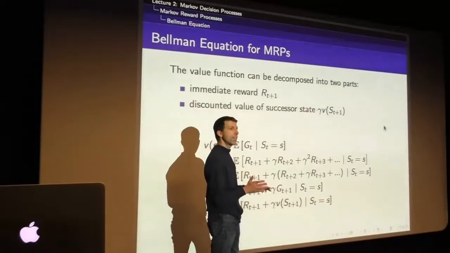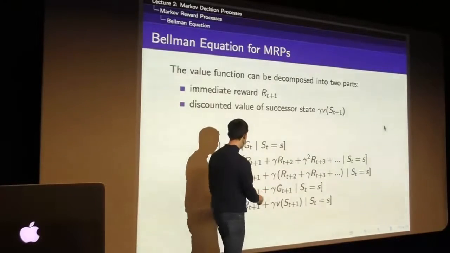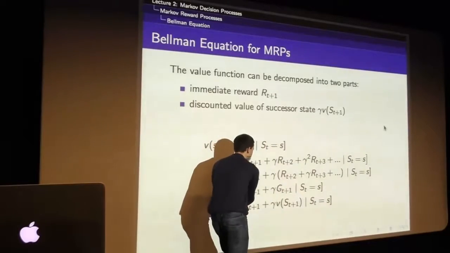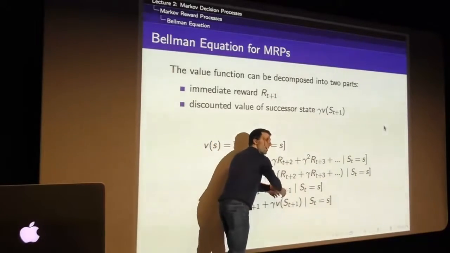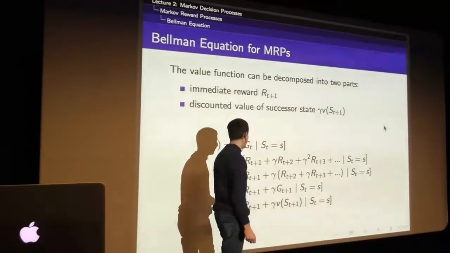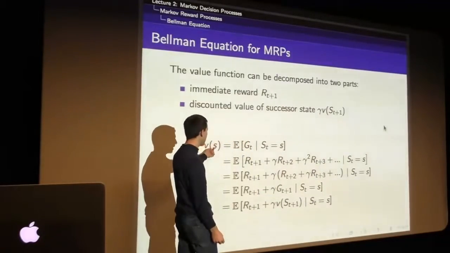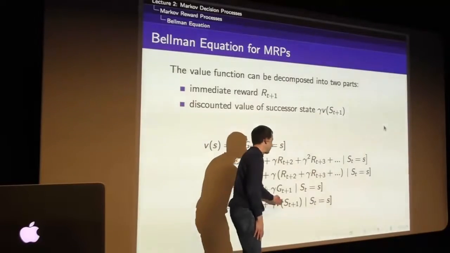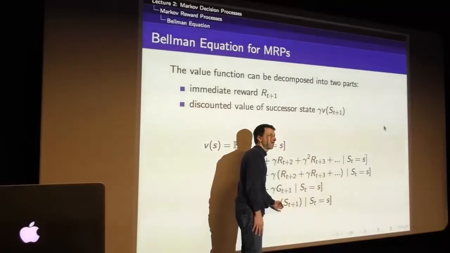And then, by the law of iterated expectations, what we can do is basically say the expectation of this return is the same as the expectation of this return. That's called the law of iterated expectations, which gives us this final line here, which tells us that the value function in state S is equal to the expected immediate reward plus the value function at the next state.